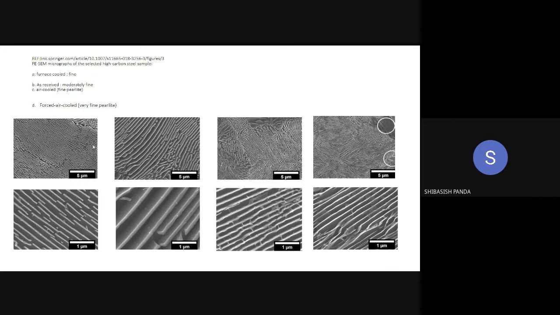If you want to compare, you can compare these images. Don't compare this one with this one or this one with this one. You have to always do the comparison with the same magnification, right? So you can compare all the lower magnification images and all the higher magnification images.